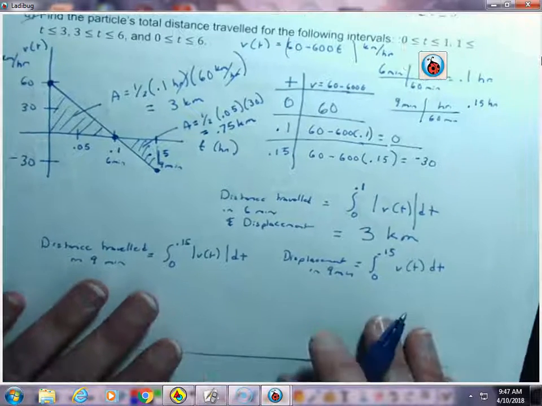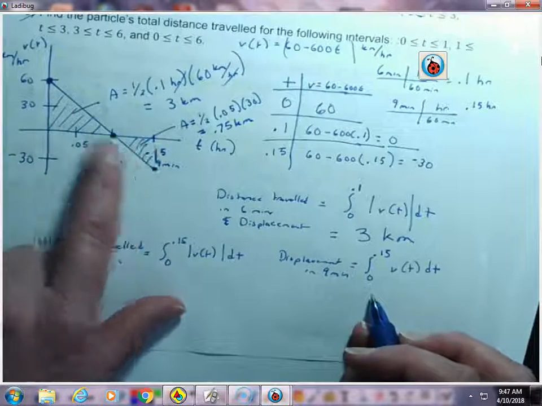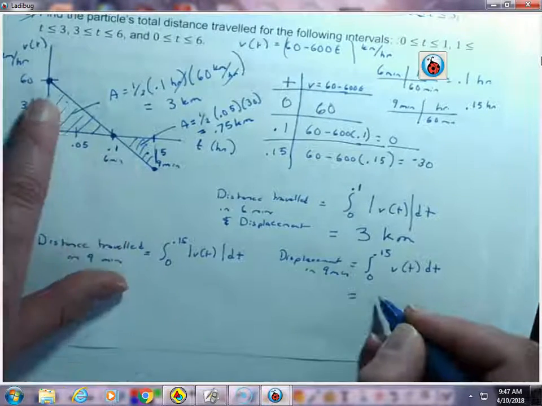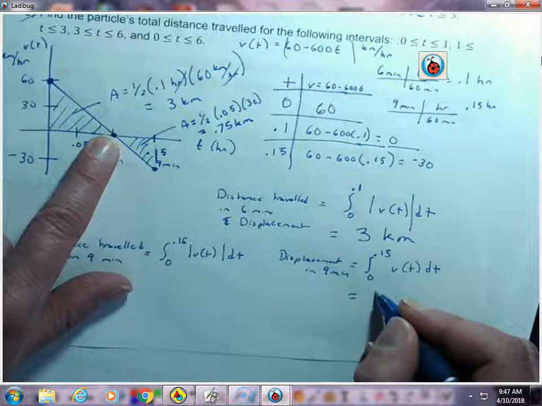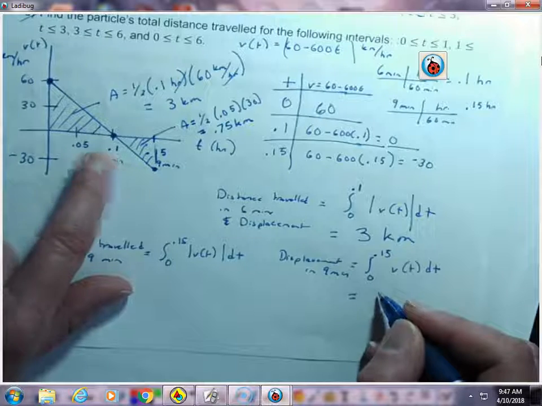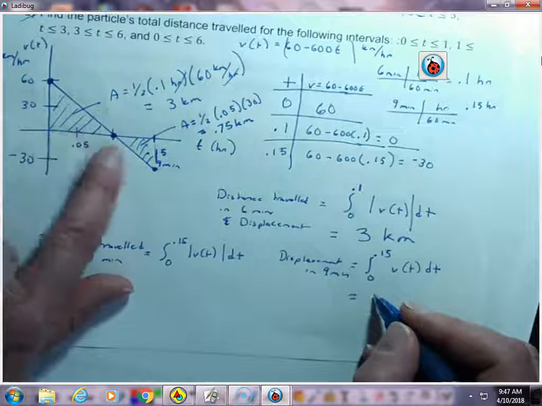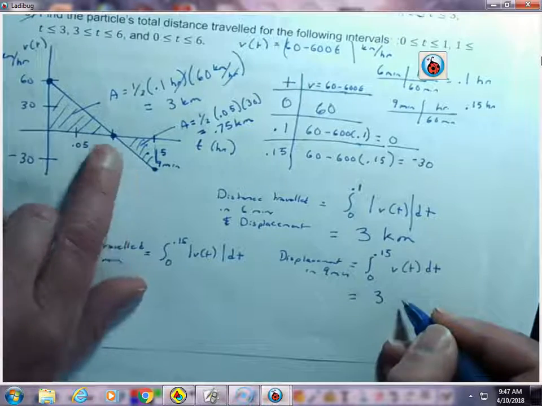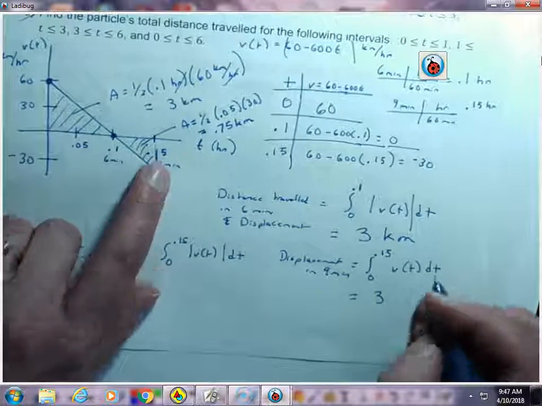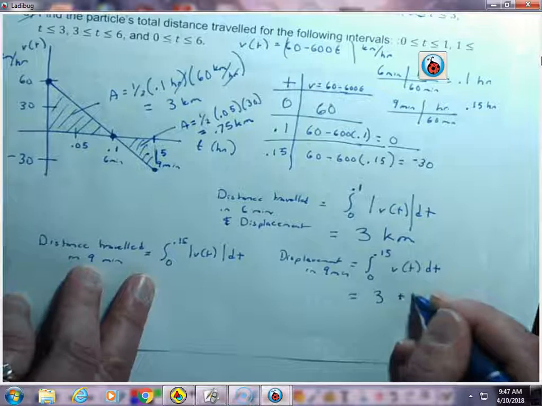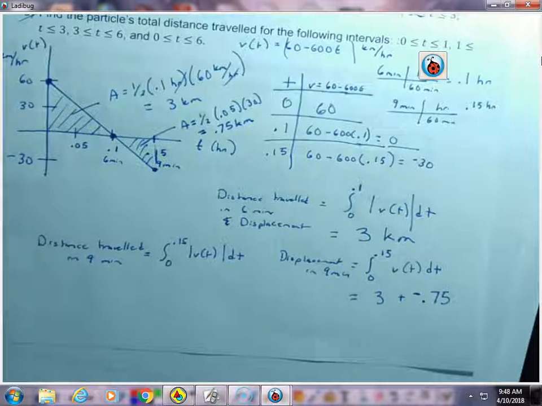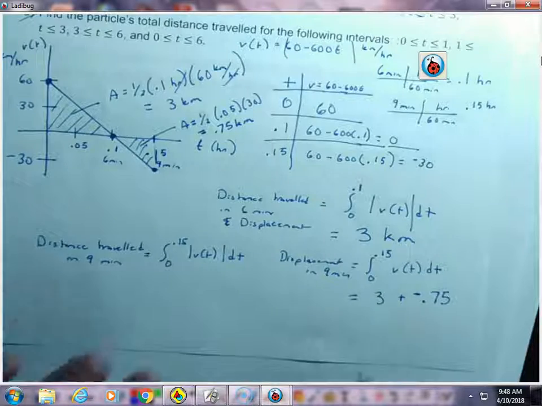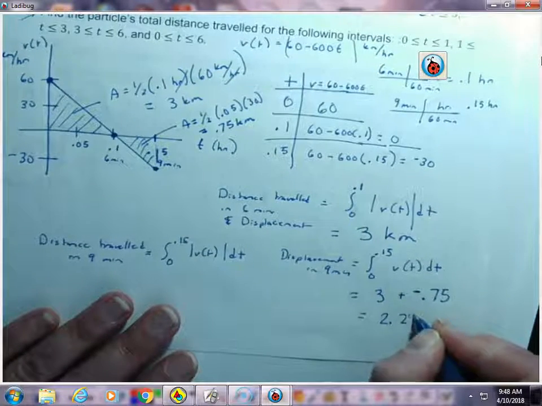Okay, so when it asks me to find displacement, which is just to integrate this, what I would get when I integrate from 0 to 6, I would get what? 0 to 6 minutes. 0 to 0.1 hours, what would I get? 3. And then when I integrate from 0.1 to 0.15, what would I get? Well, negative, right? Because it's below. Okay, so basically that means I'm moving forward 3 kilometers and then backwards 0.75 kilometers. Okay, and so that's 2.25 kilometers.